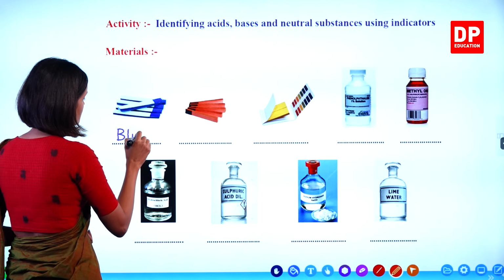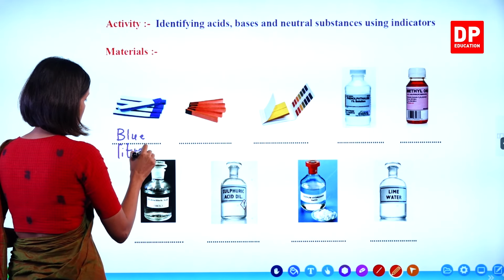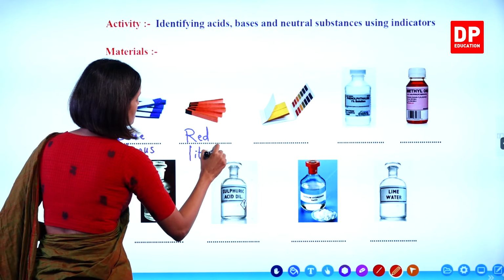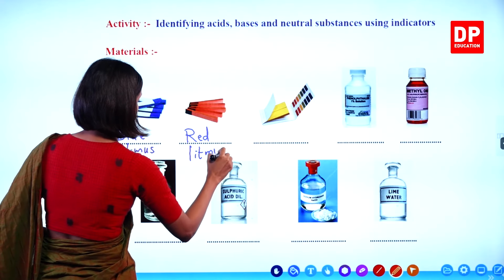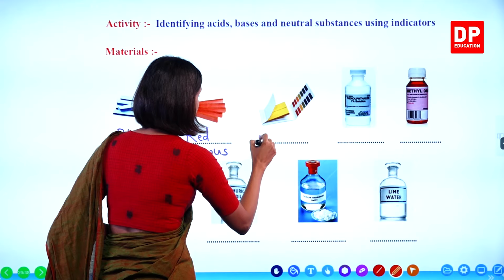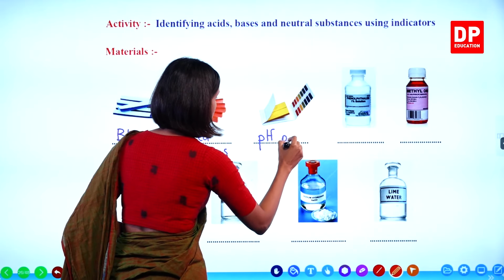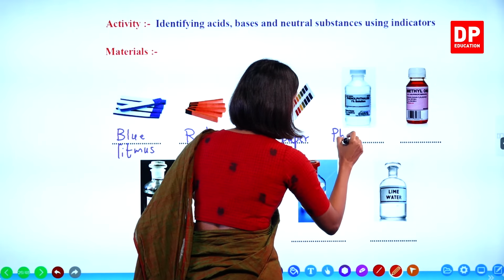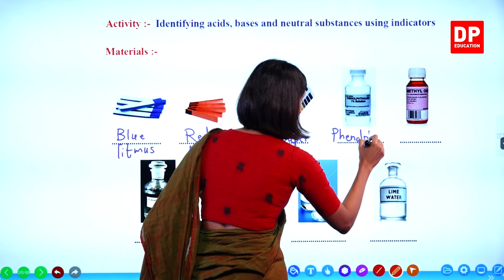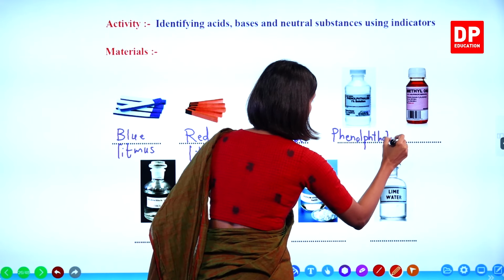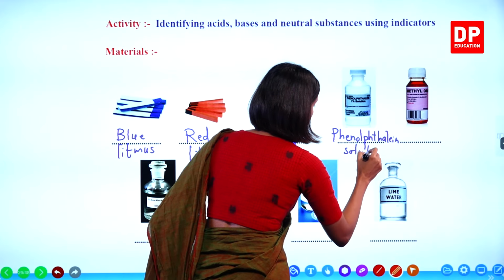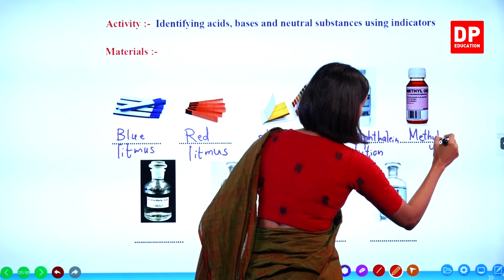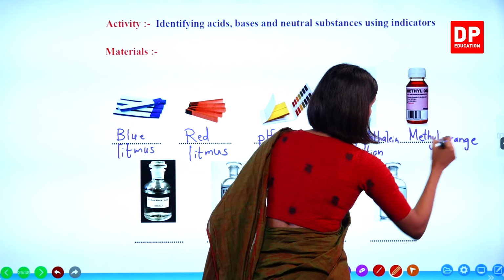Blue litmus, red litmus, pH paper, phenolphthalein solution, and methyl orange solution.